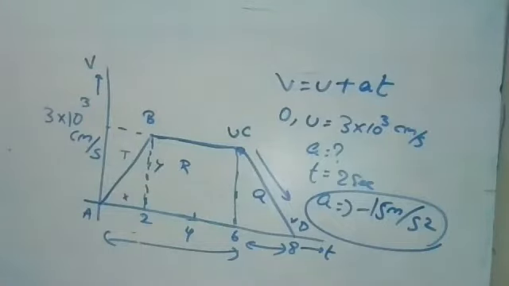Okay, take the question. I'm just erasing it. Those who have done it, note it down. Second question. The velocity time graph of an object moving along a straight line is as shown in the figure.